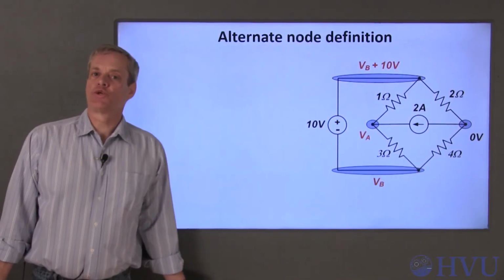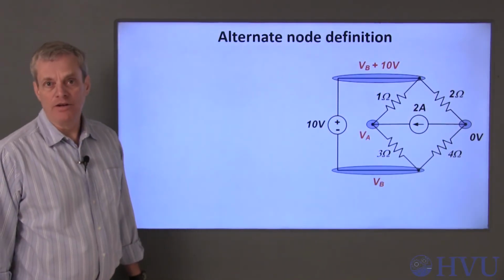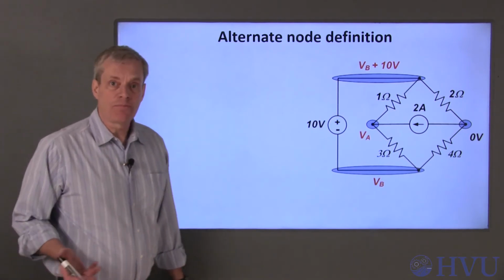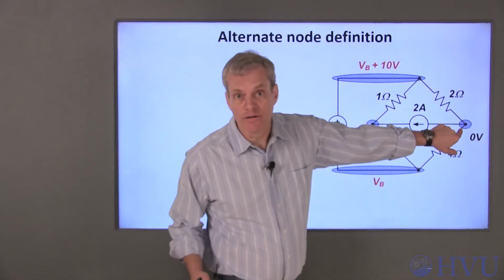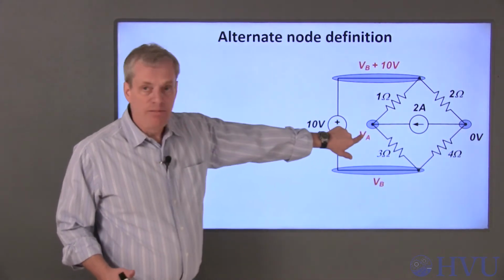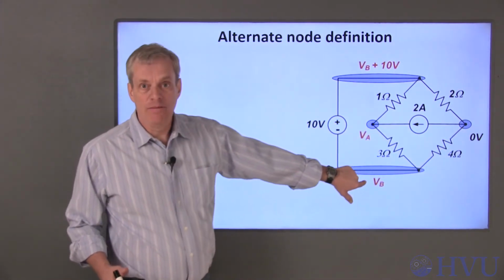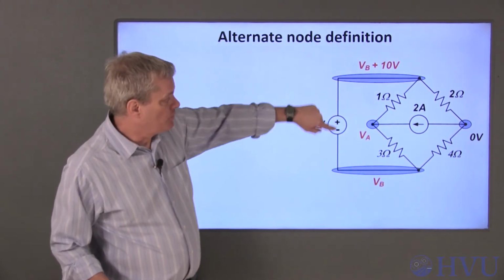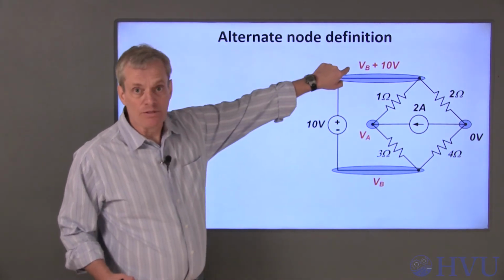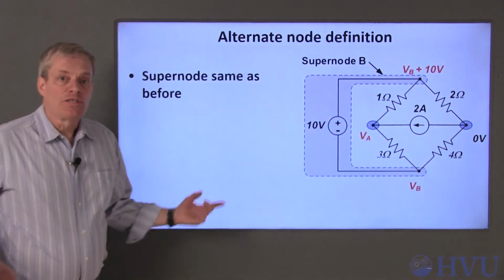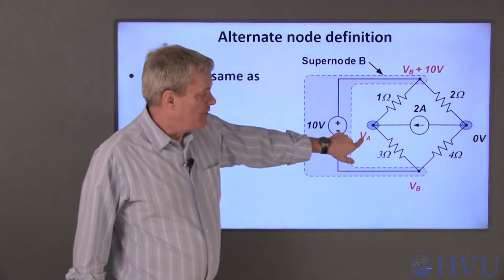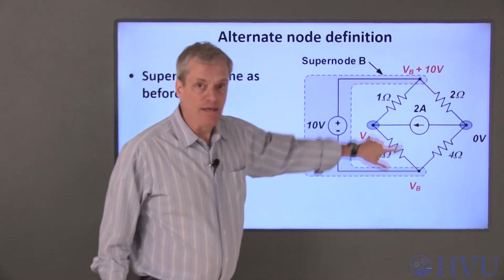To emphasize that the choice of reference node and independent nodes doesn't affect the analysis approach, I'm going to redo this problem with the reference node over here. I've chosen this node to be VA and this node to be VB. This node is dependent upon VB and its voltage is VB plus 10 volts. The voltage source is placed inside a supernode as before. Now we do KCL at nodes A and the supernode B.